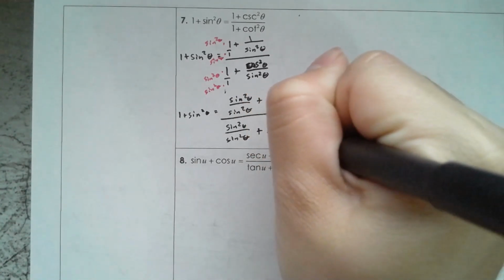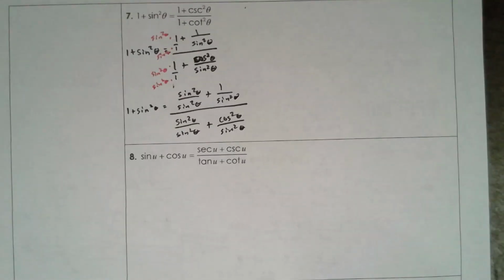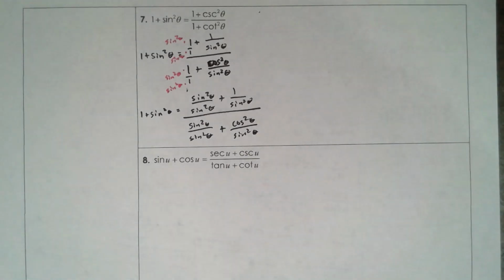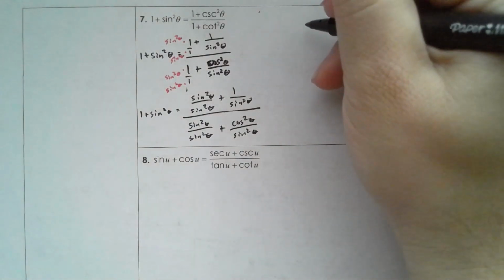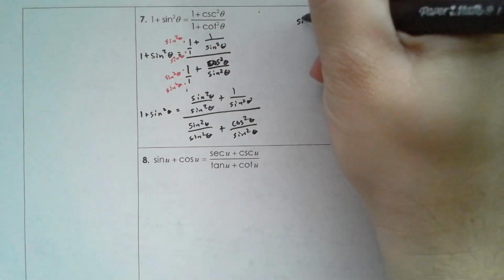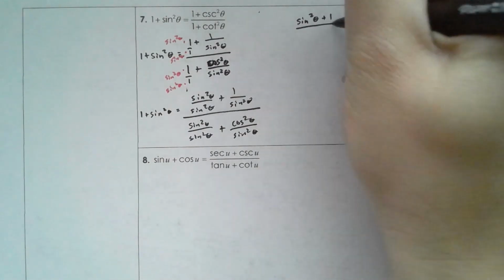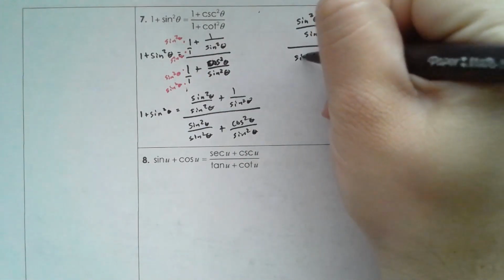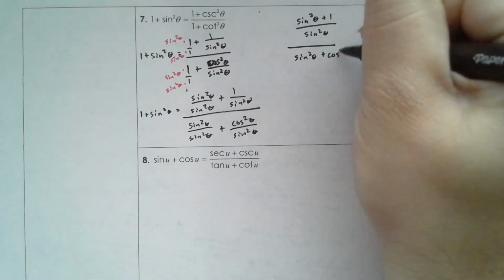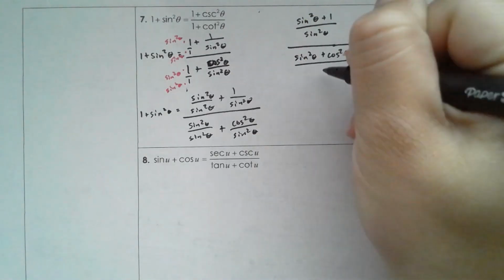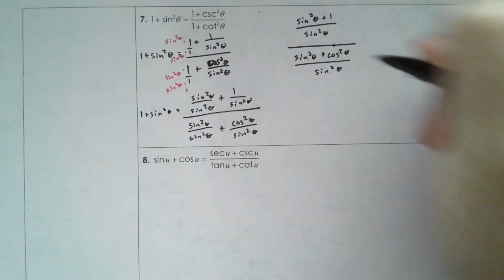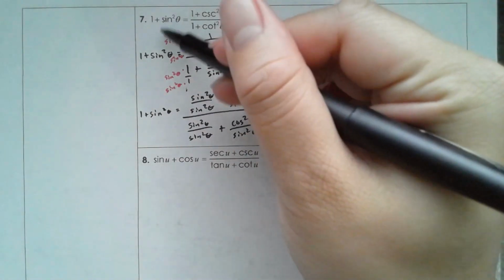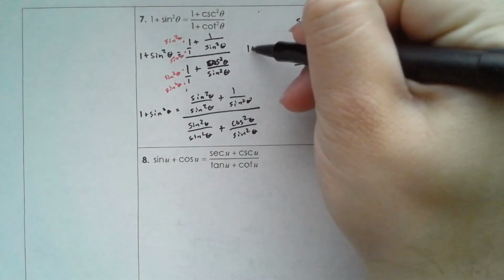Now I have two sets of fractions here, same denominators, right? So I can combine them. So I'll move up here. I'm going to have sine squared theta plus 1 over sine squared theta all over sine squared theta plus cosine squared theta over sine squared theta. Okay, whoops, I forgot my left side, right? Here's the left side, so that's equal to 1 plus sine squared theta. I still have him there.